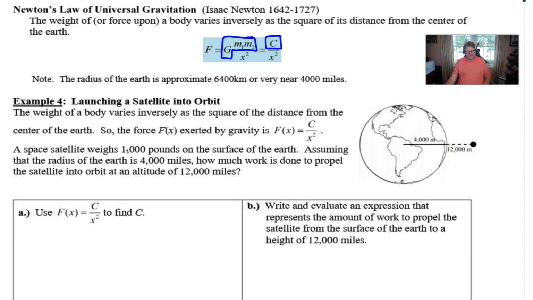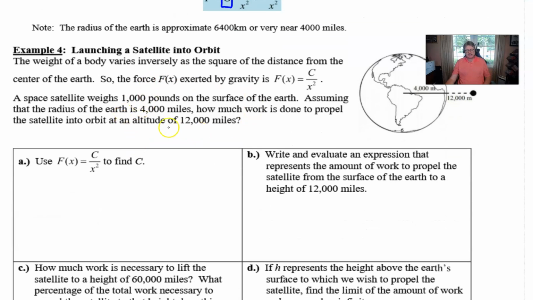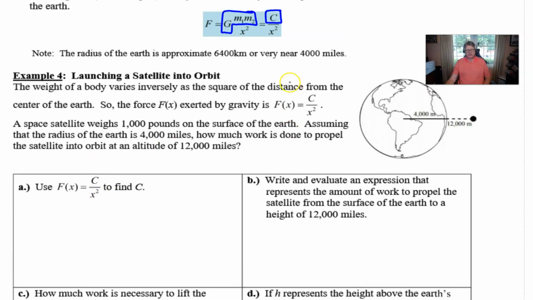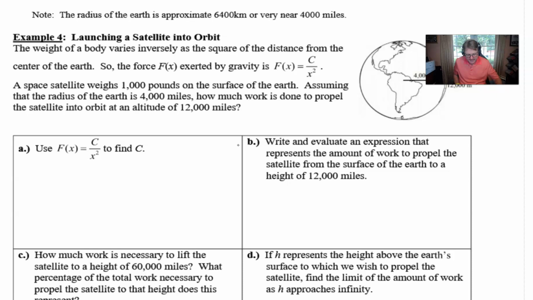Well, our first task is to use the data that's given so that we can compute this constant, this value that's associated with the G times the product of the masses. And to make that happen, we can use the fact that the force that we're going to employ is 1,000 pounds, and that the distance between the two objects is found by using the idea that the radius of the Earth is 4,000.